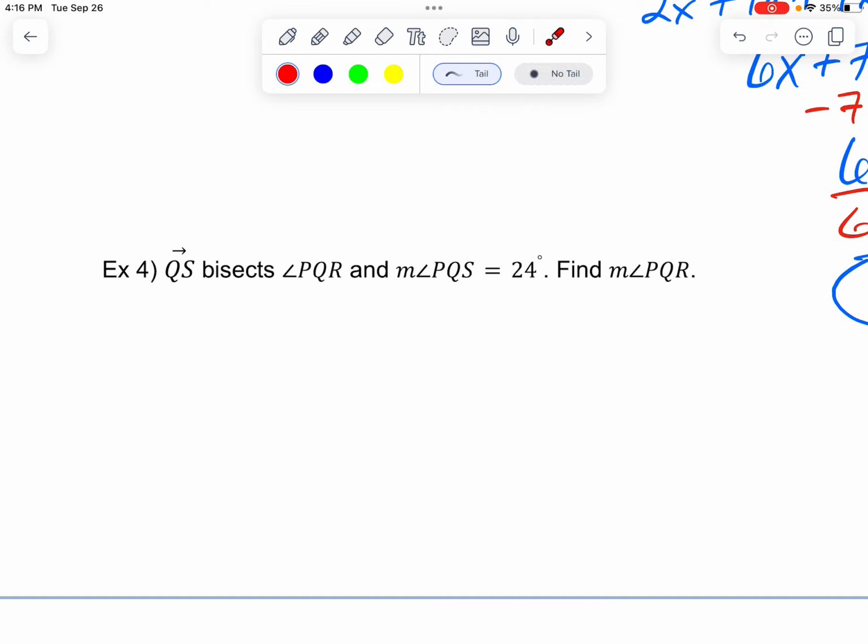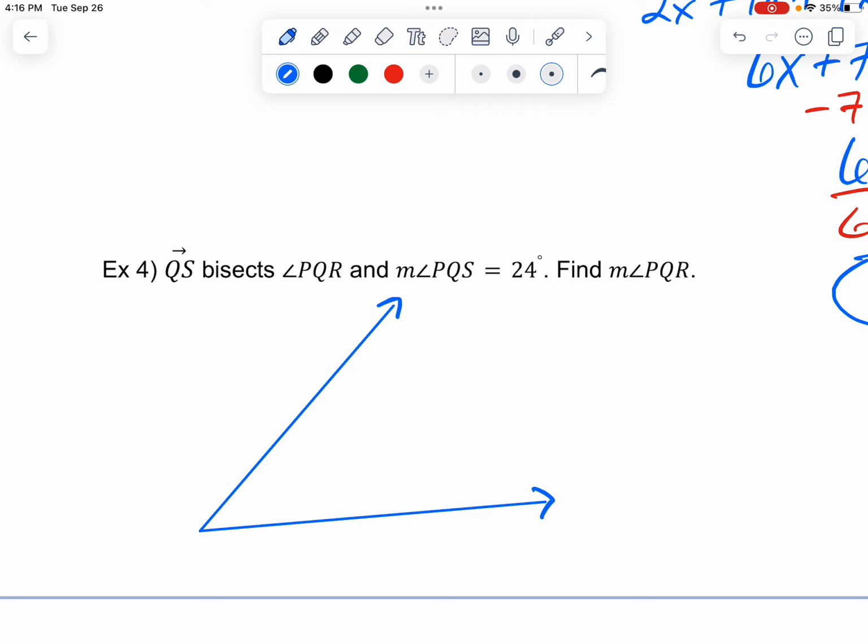So as we read through, it tells us that ray QS bisects this angle, PQR, and then it gives us the measure of one of those angles and asks us to find the measure of another angle. So let's first just set up our diagram. If this is a bisector, remember that means that it cuts our angle perfectly in half. And so let's start with the angle that I'm bisecting, PQR. So I'm going to start with that, and I'm just going to make an angle with enough room to bisect. Put some points on here, P, Q, R.